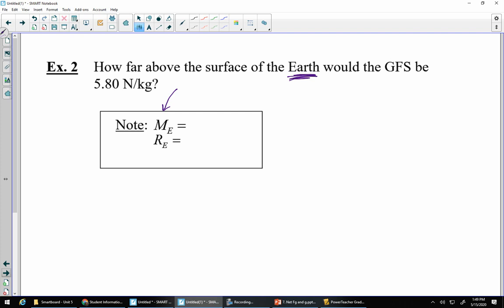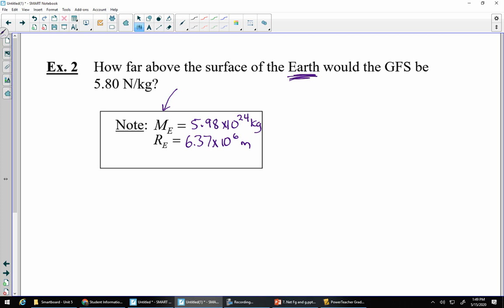Yeah, so the mass of the Earth, we find out is 5.98 times 10 to the power of 24 kilograms. Make sure you can find that. And then the radius of the Earth is 6.37 times 10 to the power of 6 meters. So again, take a moment to make sure that you can find those. We have those two pieces of information.